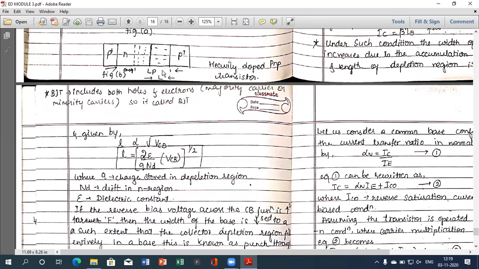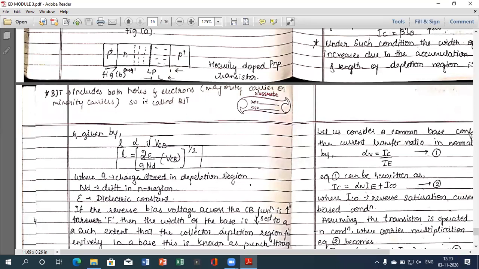So this is the depletion region, which is accumulated by the immovable ions. That will be the charge Q here. Now ND is nothing but the doping in the N region. Here, when the depletion layer increases, there will be a change in the base, meaning the N will start reducing. Epsilon is nothing but the dielectric constant. This is a constant between the P and N type.